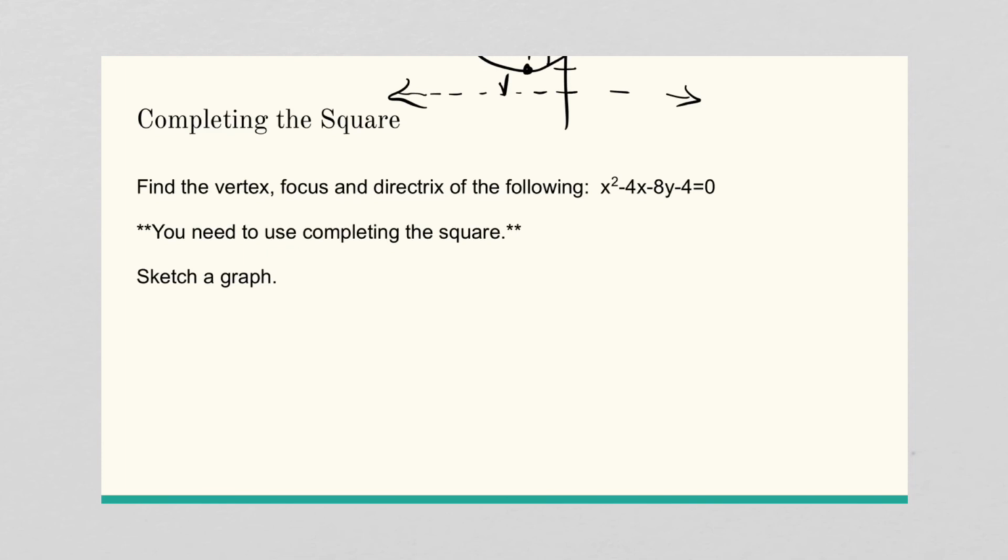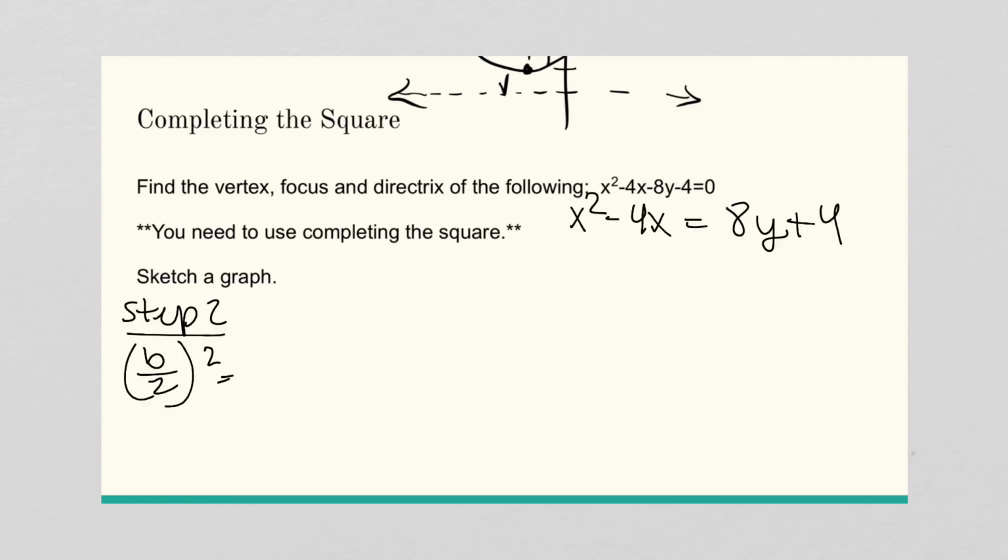All right, let's do one more equation. Let's put this in step 1, standard form, first. All my x's on the left, my y and numbers on the right. All right, so I did that. So I got x squared minus 4x equals 8y plus 4 on the right.